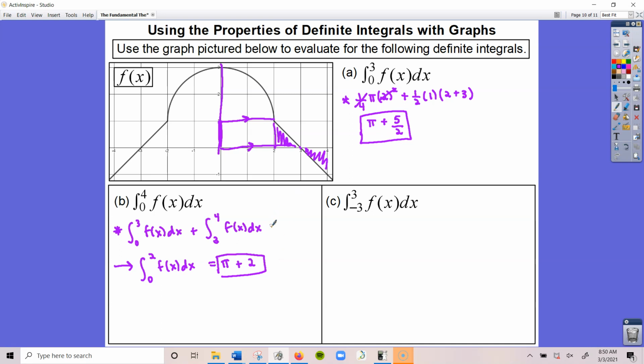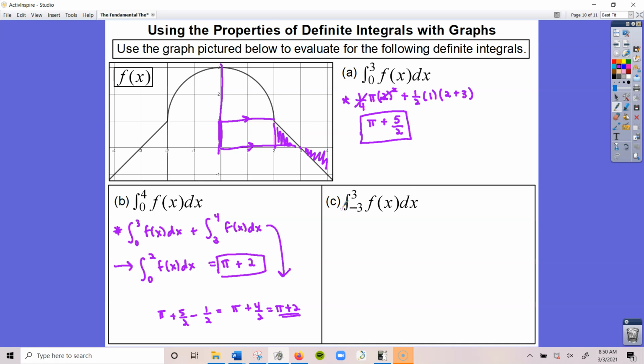You can also have done this one, which I'll do down here, which is the pi plus 5 over 2 minus the area of this triangle, which is the 1/2 times the base, which is 1, times the height, which is also 1, which gives you pi plus 4 over 2, which is equivalent to pi plus 2. So regardless of which way you do it, you would get the exact same answer.